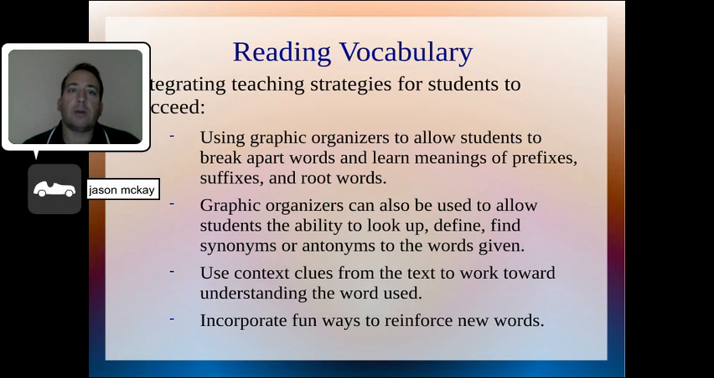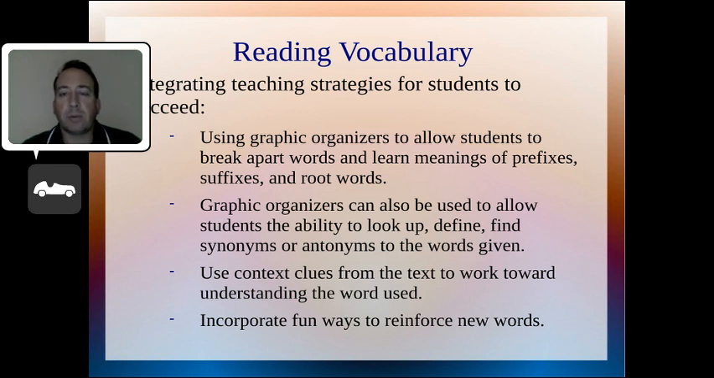So at this point, I'm going to show you a few teaching techniques and strategies that we can use in order for students to succeed. One of the first and more commonly used techniques are graphic organizers. These graphic organizers can be used in order to allow students to understand how to break apart words, how to identify and know what the meanings of prefixes and suffixes and the root words are.